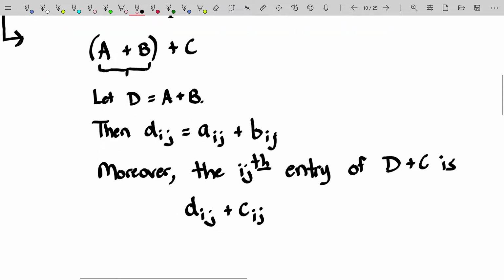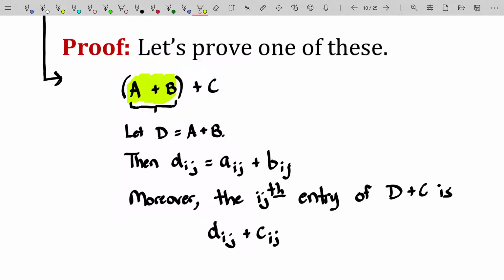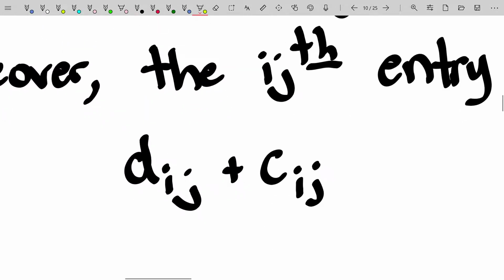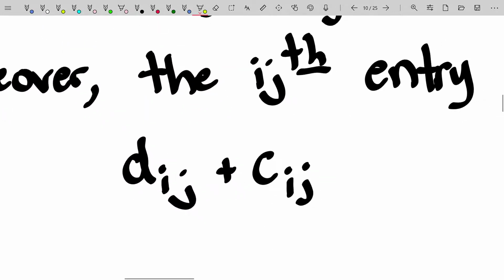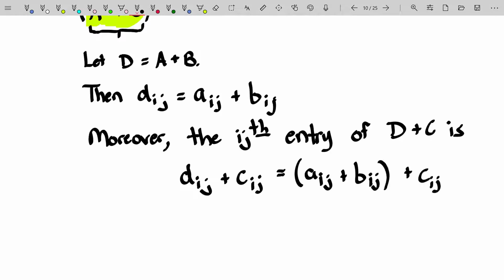Moreover, the ijth entry of D, and remember, we're saying that this right here is D, so the ijth entry of D plus C is the ijth entry of D plus the ijth entry of C. But we just said what the ijth entry of D is. It's A sub ij plus B sub ij. So I'm just making a substitution. D sub ij I'm replacing with A sub ij plus B sub ij.